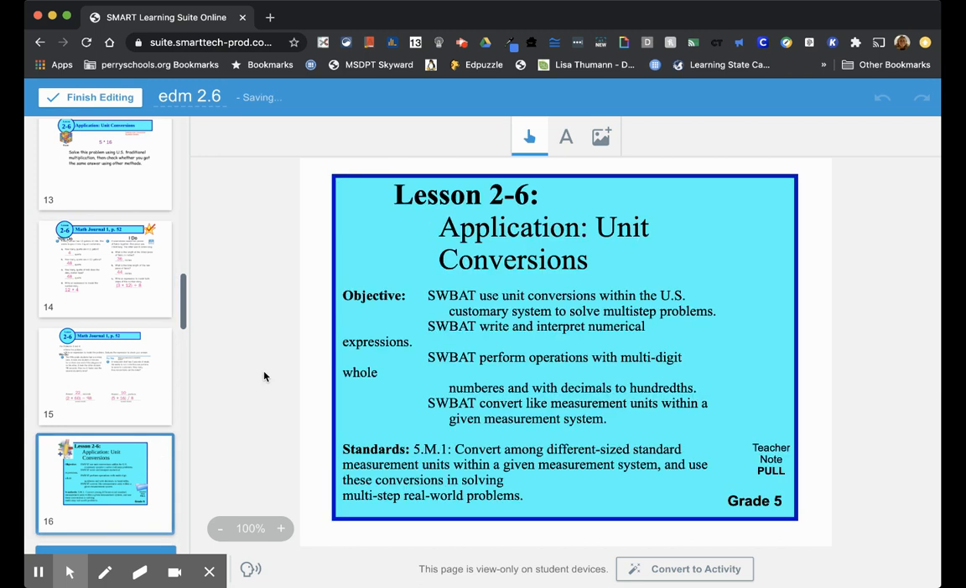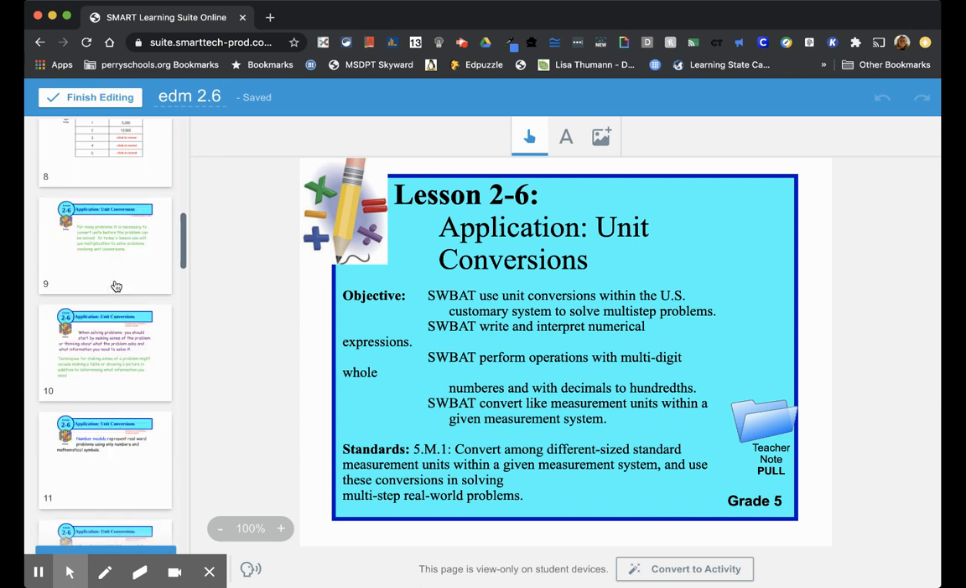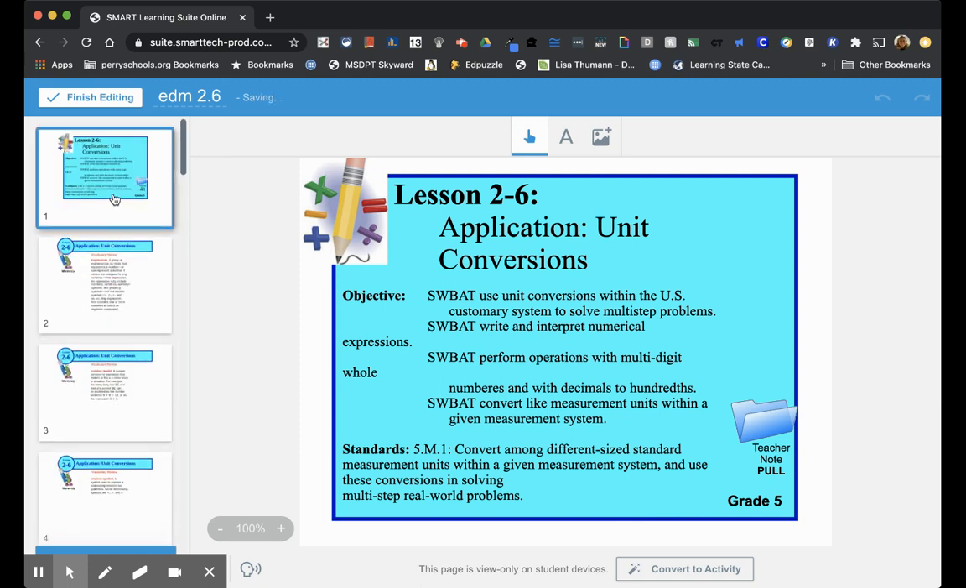So today was using what we've been working on again, unit conversions within the U.S. customary to solve multi-step problems. We can write and interpret numerical expressions, and then also continue working on multi-digit whole numbers and decimals to the hundredths, along with measurements and practicing our multiplication. So now that you have the 2.6 lesson and journal pages completed, it is now time to move over to your independent work.